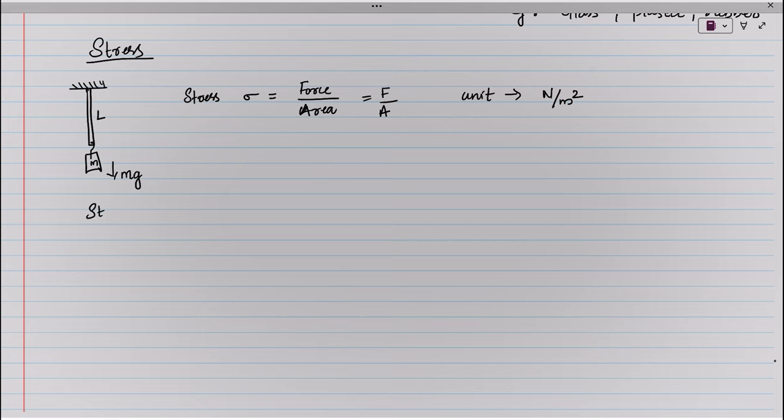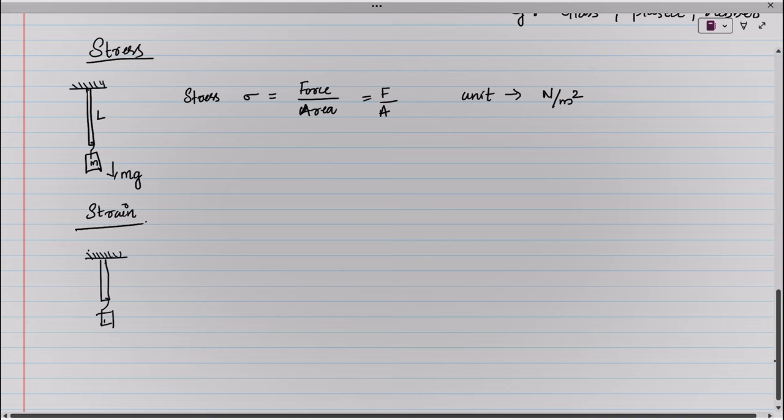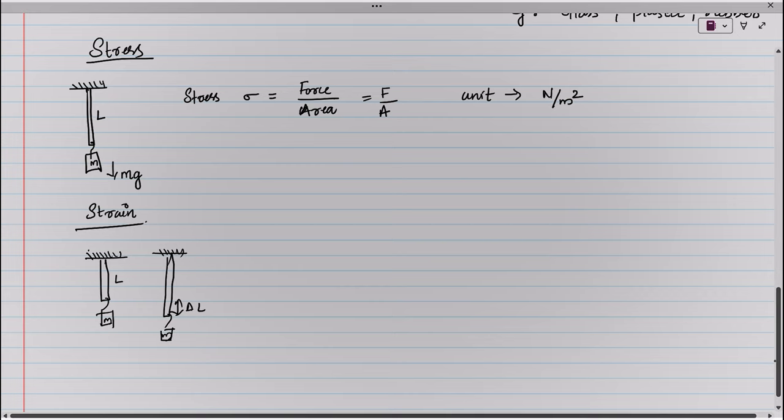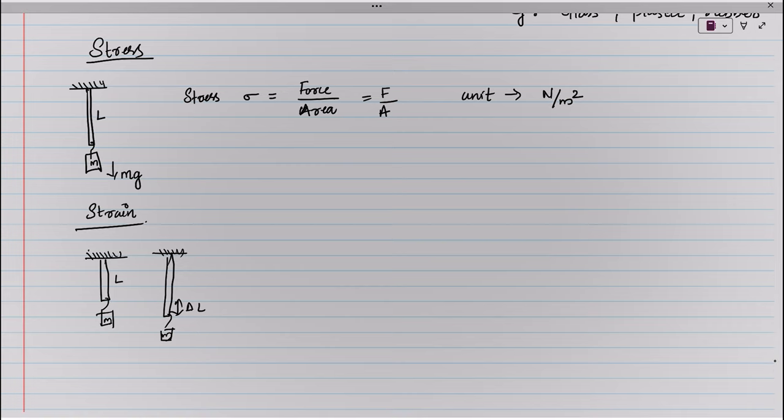Then another quantity called strain. That is, when the body has the original length L, then after applying an external force, its length becomes delta L. That is, the body is strained, or it changes its shape. That is, we can express it as strain. What is meant by strain? Strain is denoted by the letter epsilon.